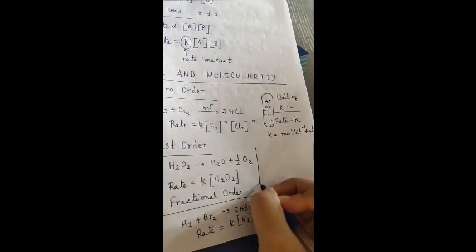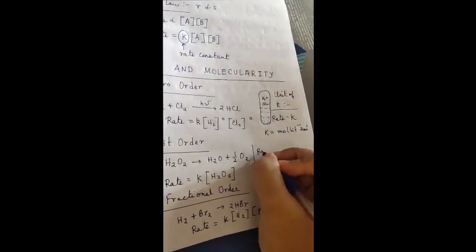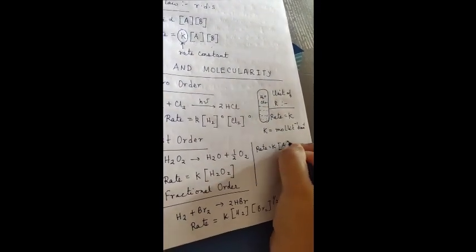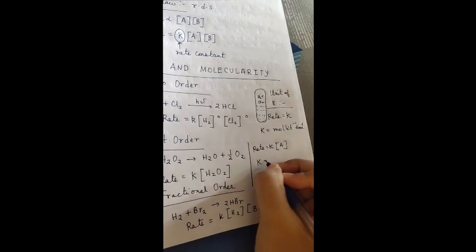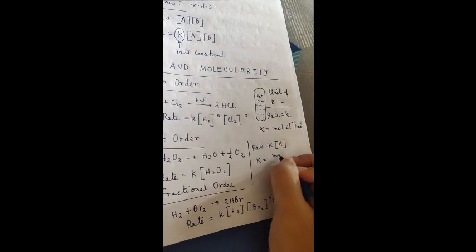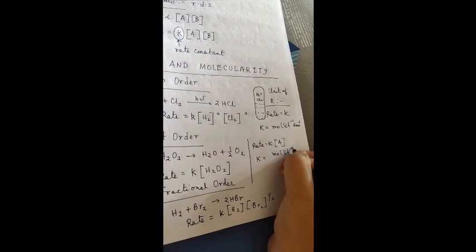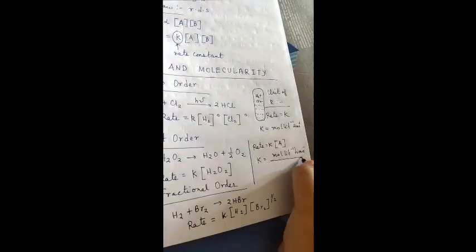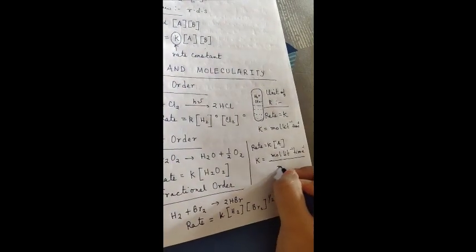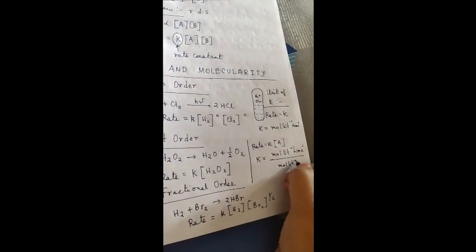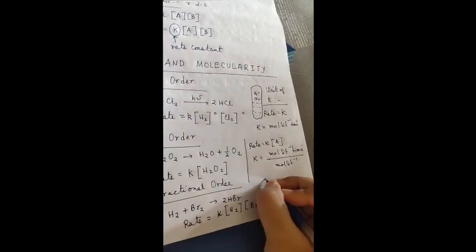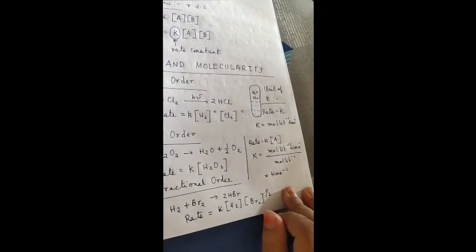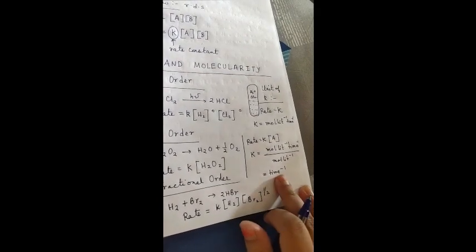But for a first order reaction, rate is equal to the rate constant times the concentration of any one reactant species. So K is equal to rate, which is mole per liter per time, divided by the concentration of the reactant, which is expressed in mole per liter. So mole per liter gets cancelled out, and for a first order reaction, the unit of the rate constant becomes time inverse.